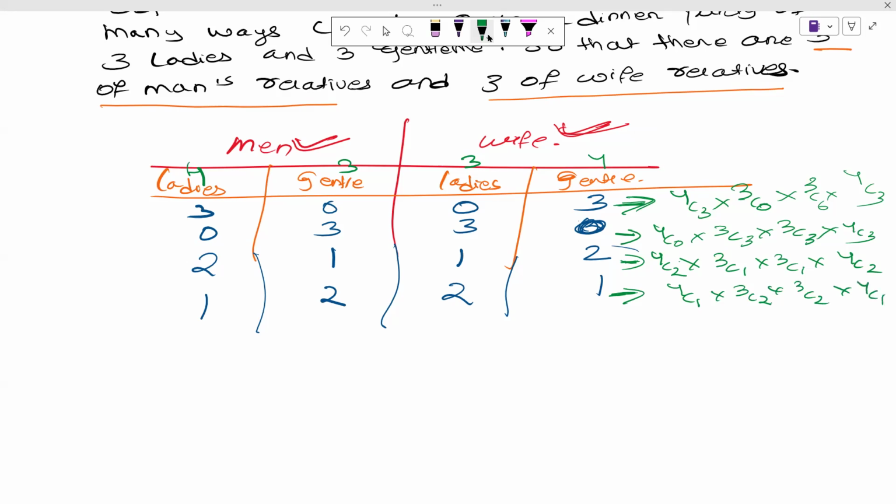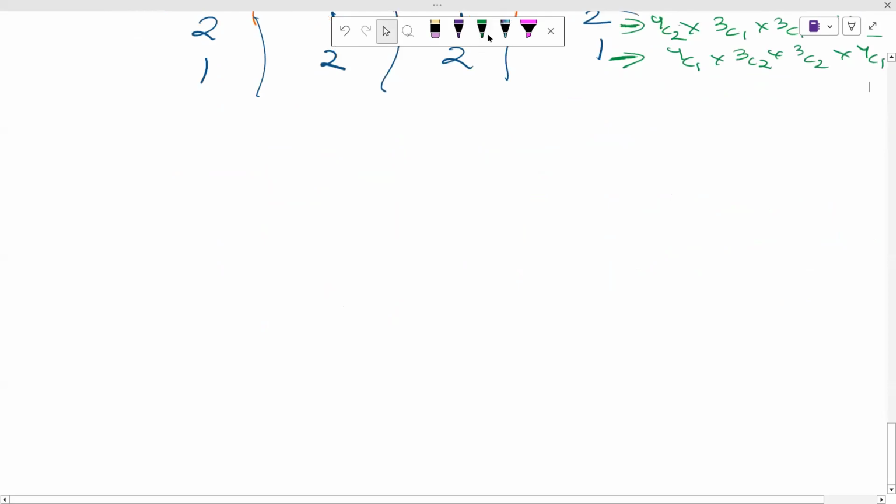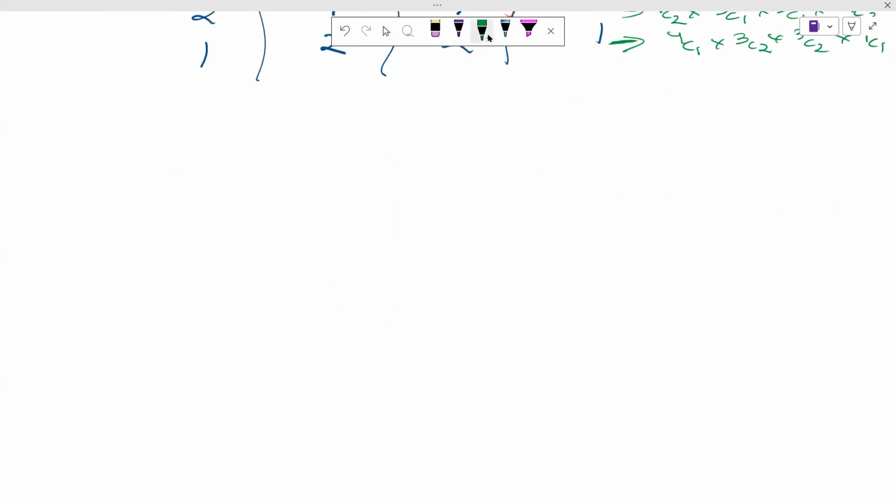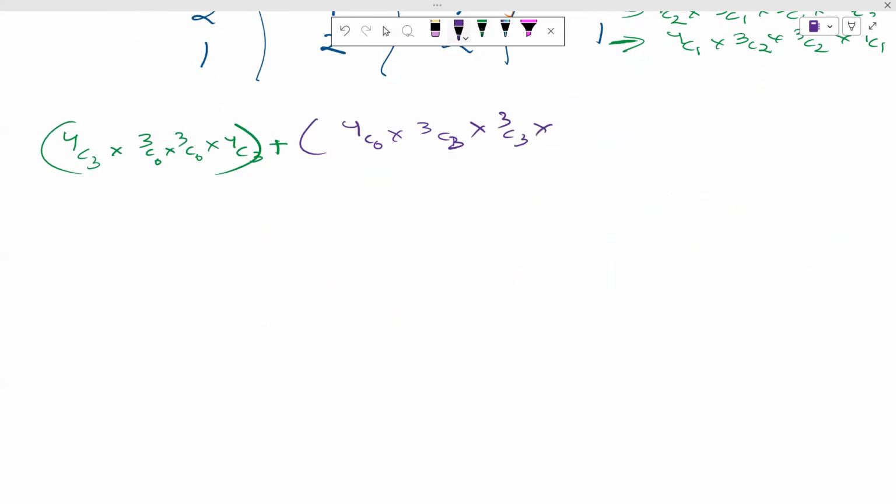Now we successfully get what? We get it like this. 4C3 multiplied by 3C0 multiplied by 3C0 multiplied by 4C3, plus, this is one bracket. Now here, 4C0 multiplied by 3C3 multiplied by 3C3 multiplied by 4C0. This is the second case.